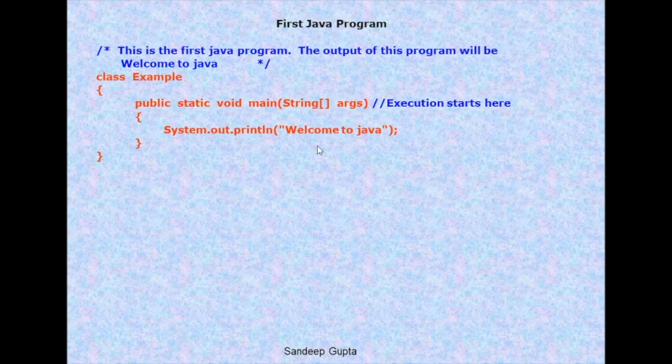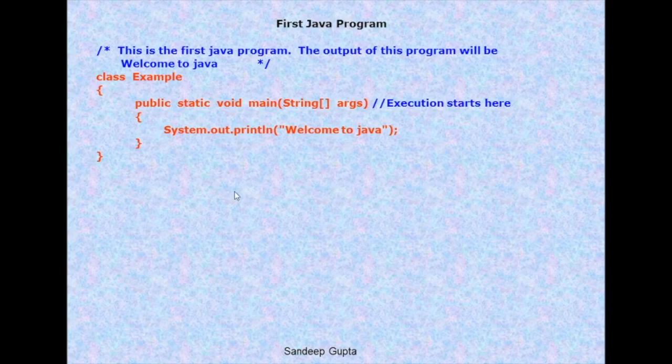Alright. So now, what you see in blue and red color over here is our first Java program. What you see in blue color over here are called comments. In C language, we used to write the comments in this particular manner, and this comment is called multi-line comment because you start with a slash star, you end with a star slash, and in between you can write as many lines as you want. Everything between slash star and star slash is treated as a comment.